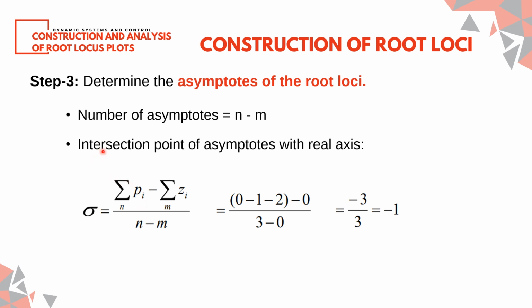And on the intersection point of the asymptotes with the real axis, we have sigma is equal to the summation of poles minus the summation of zeros all over n minus m, which is equal to 0 minus 1 minus 2 minus 0 all over 3 minus 0. Leaving that, we have negative 3 all over 3, which is equal to negative 1.